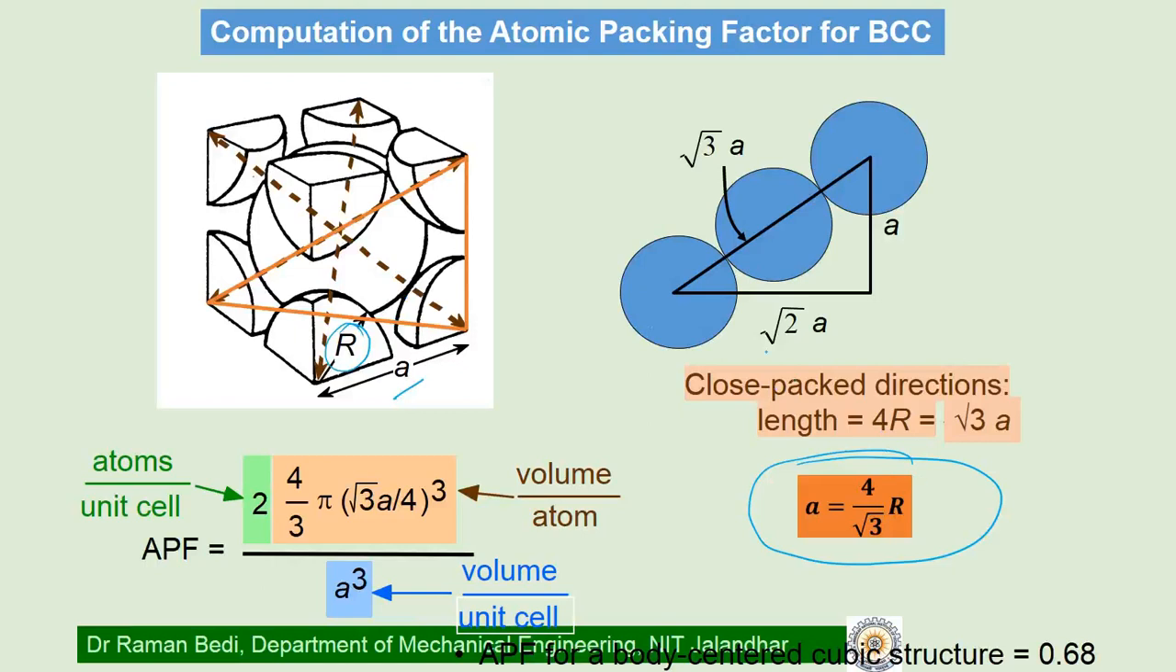Now the atoms are touching along the body diagonal, and that is why we write 4R is nothing but root 3 a, equal to the body diagonal of this cube, and that is why a is 4 upon root 3 into R. Now you can calculate the atomic packing factor for BCC, which happens to be 0.68.